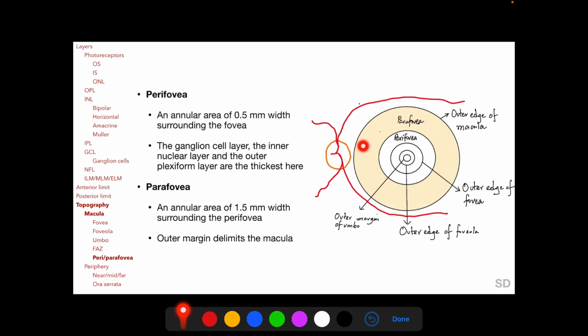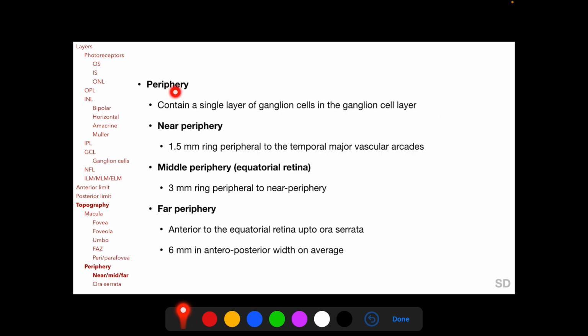The parafovea is an annular area of 1.5 millimeters width surrounding the perifovea, and the outer margin of the parafovea delimits the macula. The retina peripheral to the macula contains a single layer of ganglion cells in the ganglion cell layer, and the periphery is divided into near periphery, the middle periphery, the far periphery, and the extreme periphery or the ora serrata. The near peripheral retina is a 1.5 millimeter ring peripheral to the temporal major vascular arcades.